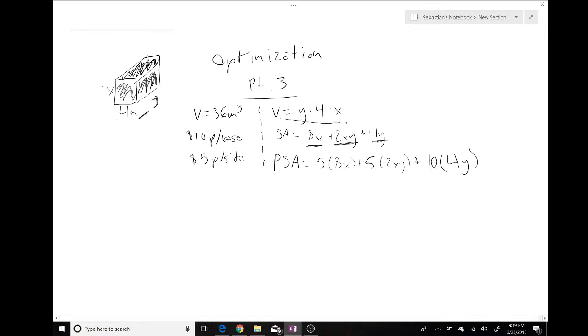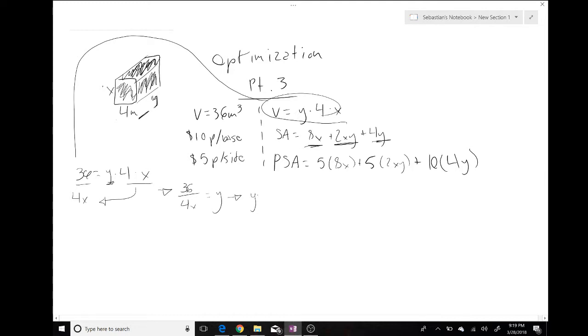So our first step will be to get this formula and put it in terms of y. Since we have our volume, we will put 36 equals y times 4 times x. And since we want to get y by itself, we're going to move this to the other side of the equal sign and send it dividing. This simplifies to 36 over 4x equals y, which continues on to y equaling 9 over x.